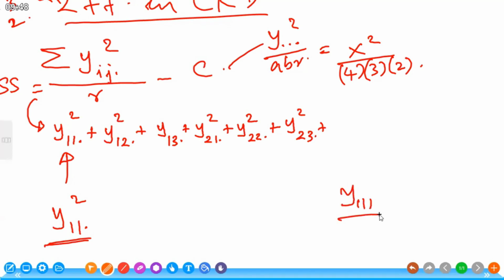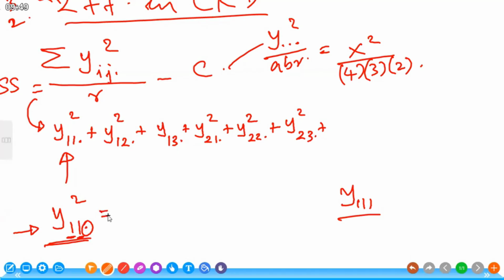First, which A effect? The first level of A effect and the first level of B effect. Right. So, first level of A effect, first level of B effect. Add all the values of the first level of A effect and the first level of B effect. Add all the values. So what is that?